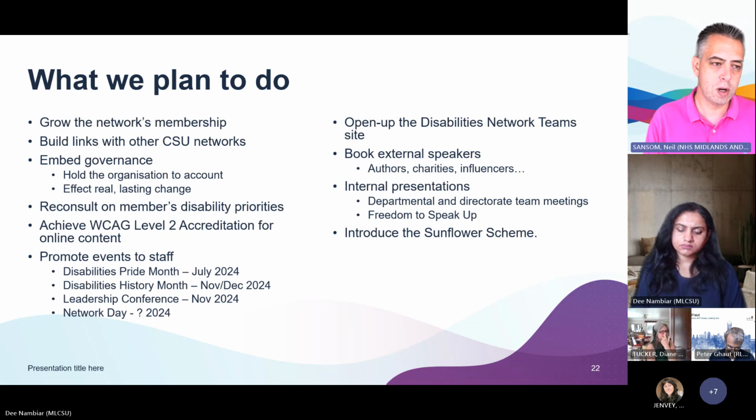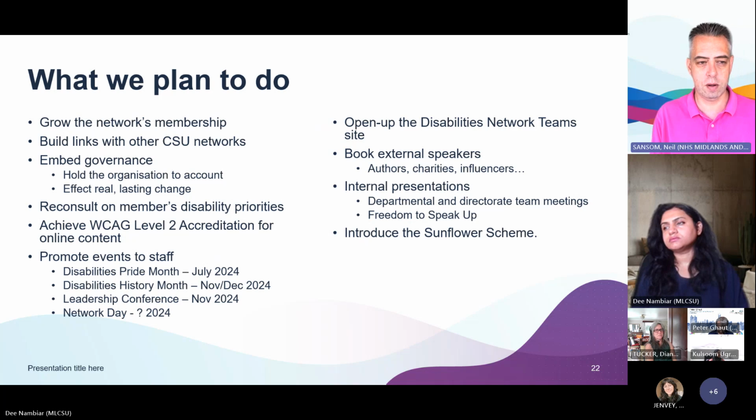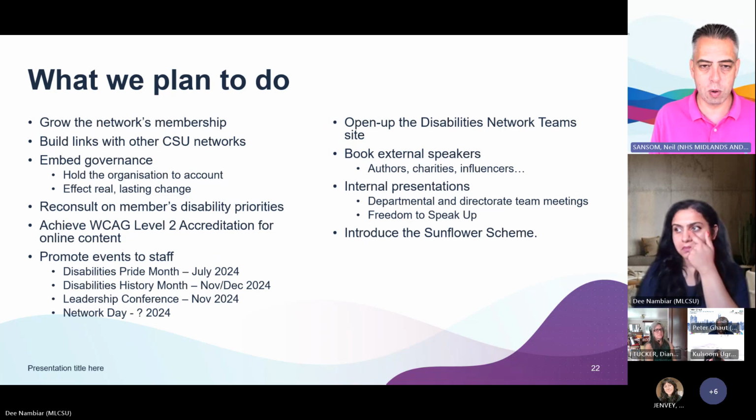So the first one is we want to grow the network membership, and we want to do that in a number of different ways, by being more open. At the moment we have our network meetings, and you have to be a member of the network to attend. However, what we're looking at doing with our team site and those network meetings is opening them up to anyone and everyone. We will still have our team site, but we're going to keep a private channel for members, if they want to discuss anything in private. So growing the network, we really want to do that.